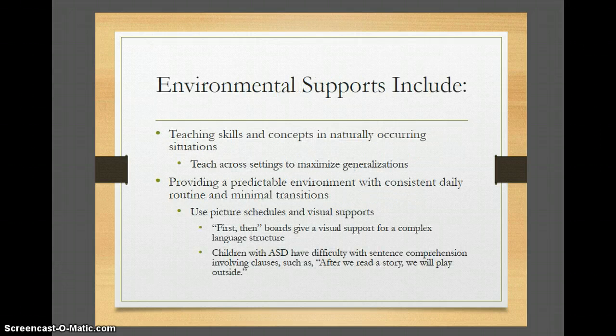So now I'm going to use these next few slides to just go over quite a few different environmental supports that you might see used for children on the autism spectrum. These aren't really listed in any particular order, but all of them are used to a varying degree with lots of different children with ASD. So the first one is teaching skills and concepts in naturally occurring situations.